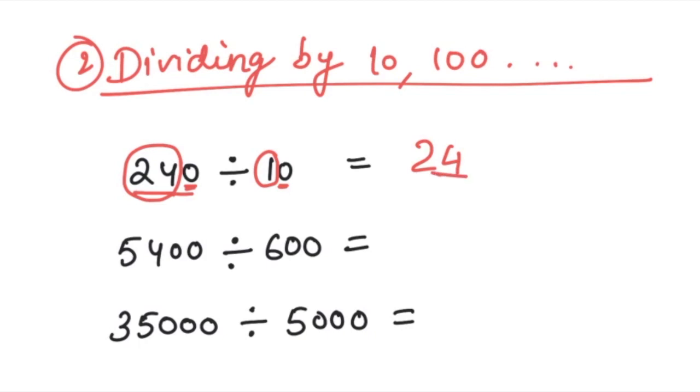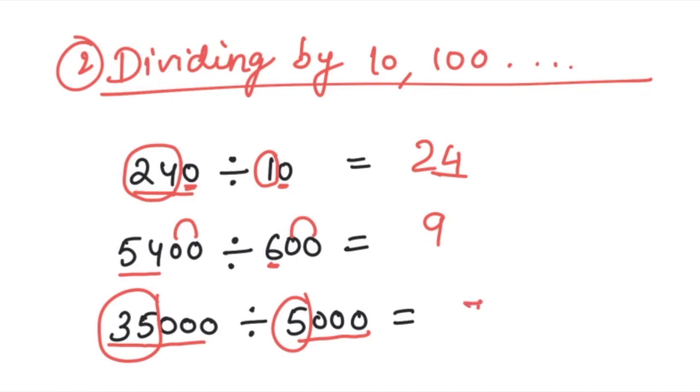Another example, 5400 divided by 600: 54 divided by 6. It will be 9. And then 2 zeros dividing 2 zeros. So no zeros left. In another example, 35,000 divided by 5,000. Again, forget about the zeros. Divide 35 by 5. So you will be getting 7. And then you are dividing 3 zeros with 3 zeros.